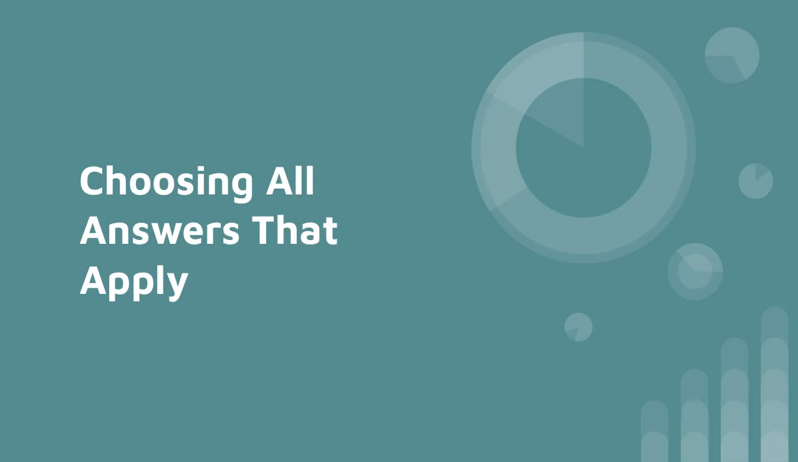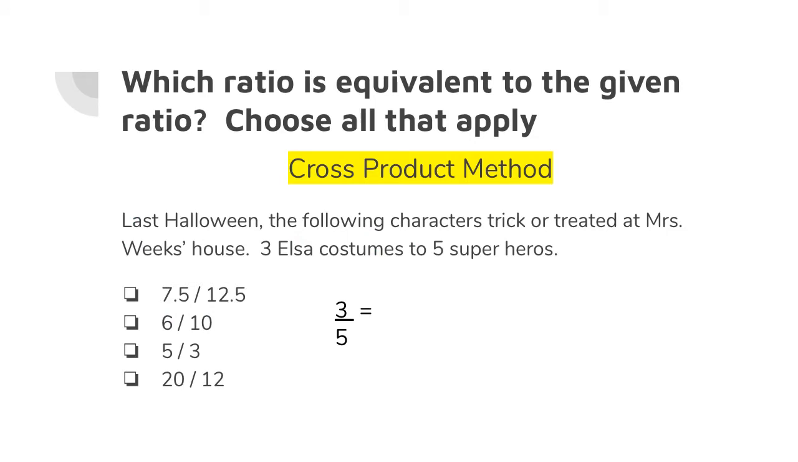Today we are going to work on answering problems where they ask you to choose all answers that apply. So you might be faced with a problem like this, where it asks you which ratio is equivalent to the given ratio. Choose all that apply. Well, the first method that we're going to use is the cross product method.